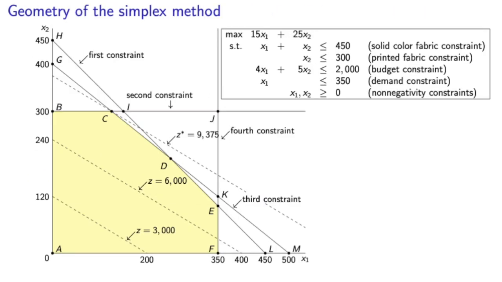Let's consider a two-dimensional example. So here we have the heavenly pouch LP that we have previously solved both geometrically and using the simplex method. And now let's talk about the simplex method applied to this LP in the context of the geometrical concepts that we just introduced. So first of all, I want to show that the feasible region for this LP is a convex set. In fact, a feasible region of any LP is a convex set.